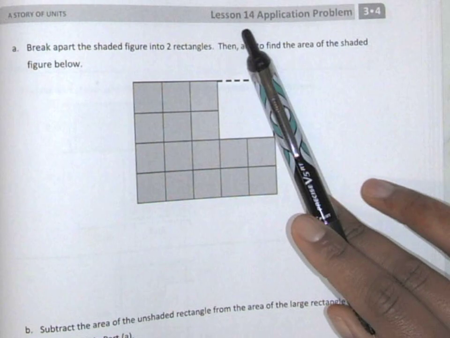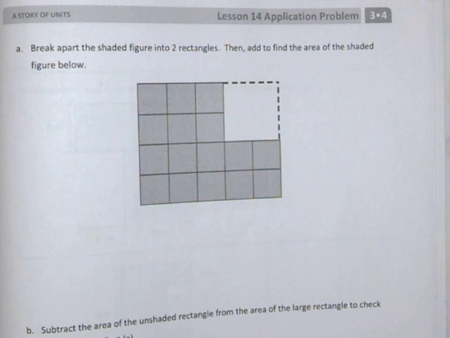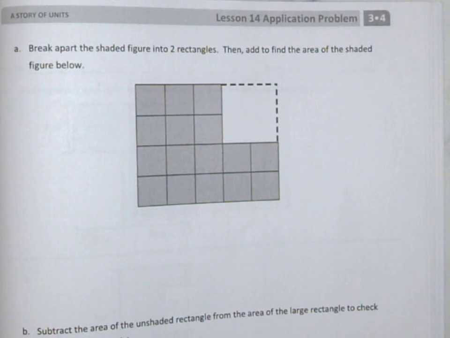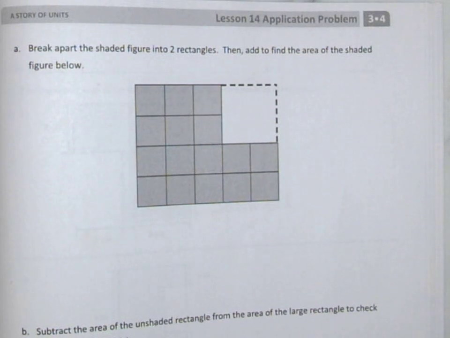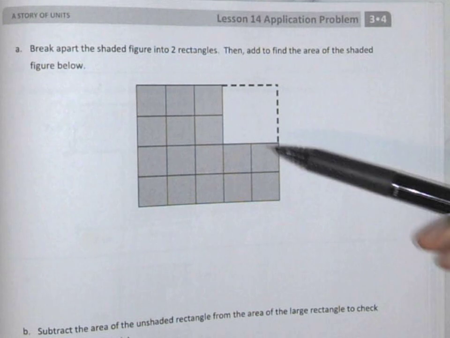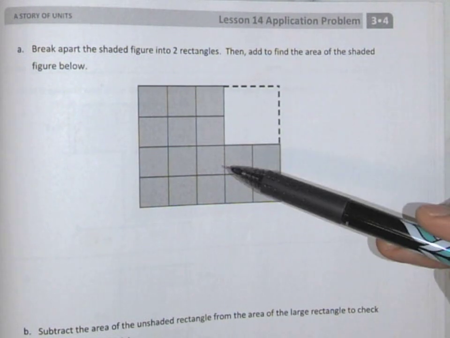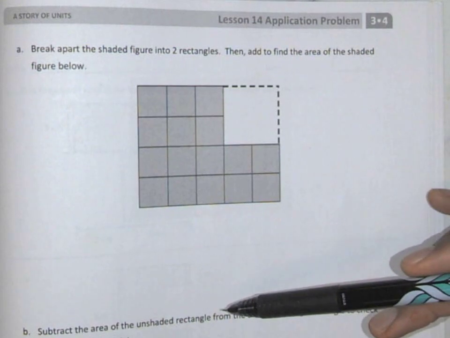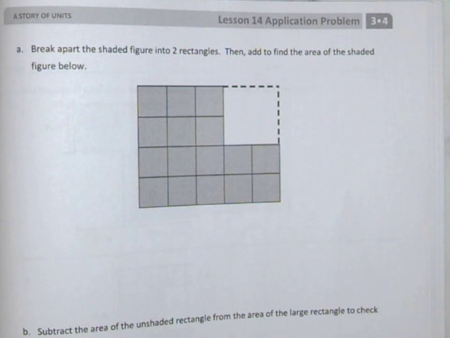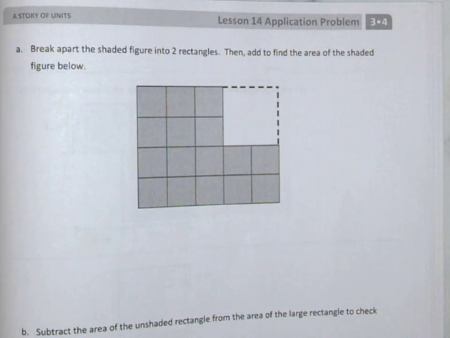The top of your page should say lesson 14 application problem. And part A says break the shaded figure into two rectangles, then add to find the area of the shaded figure below. So you are going to break apart this shaded figure into two rectangles, and then you're going to find the total area. Okay, so I'm going to give you about 1 minute, pause the video, and go ahead and make your two rectangles and find the area of them. You may begin.